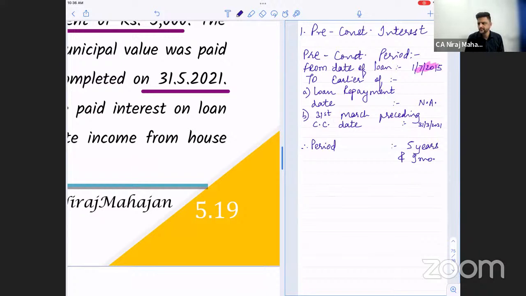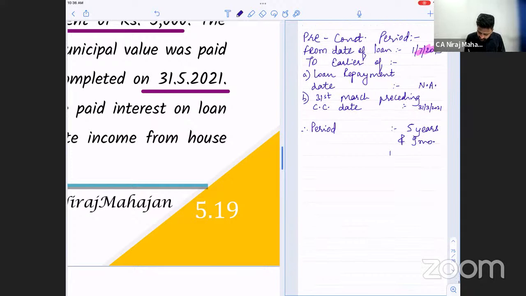Clear till here, all of you? April, May, June you don't want. You want from 1st July. So 3 months you don't want out of 12 months, so 9 months will be there. Everybody okay till here? Or you can take it as 5.75 years if you want. That is 5.75 years. Easy to calculate.